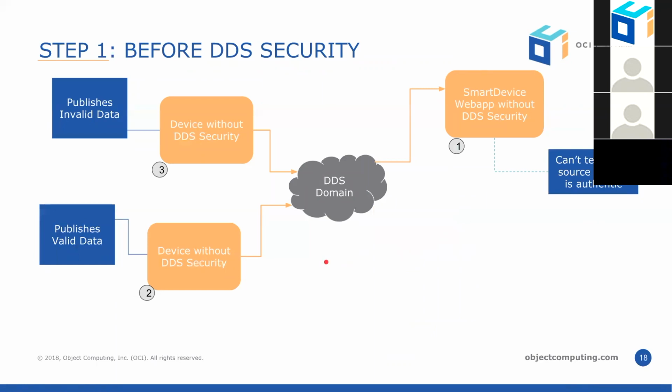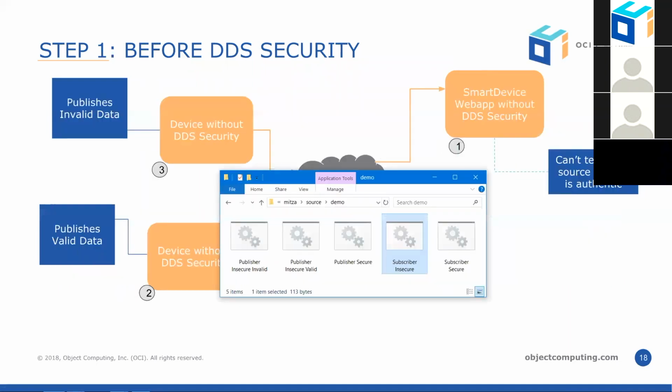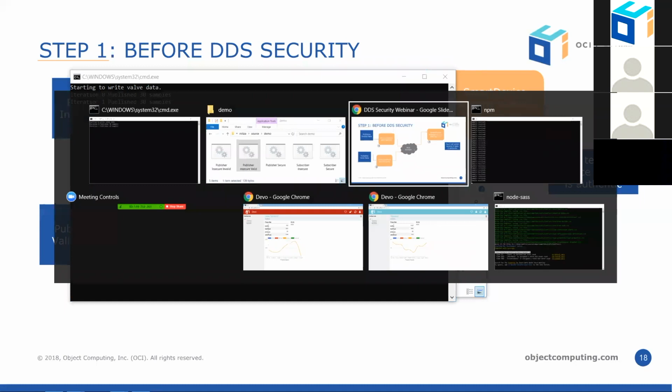Then we're going to start the publisher side. This is the device simulator. This one does not use DDS security because we're still in step one, before DDS security. This is going to publish valid data. So this is our well-behaved source of data, and it's going to start publishing.